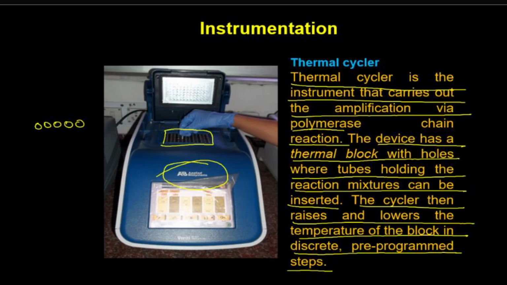So this is the instrument we call a thermal cycler or PCR instrument. The thermal cycler is the instrument that carries out the amplification via polymerase chain reaction. The device has a thermal block with holes where tubes holding the reaction mixtures can be inserted. The cycler then raises and lowers the temperature of the block in discrete pre-programmed steps. So basically the steps are those that we will give it.